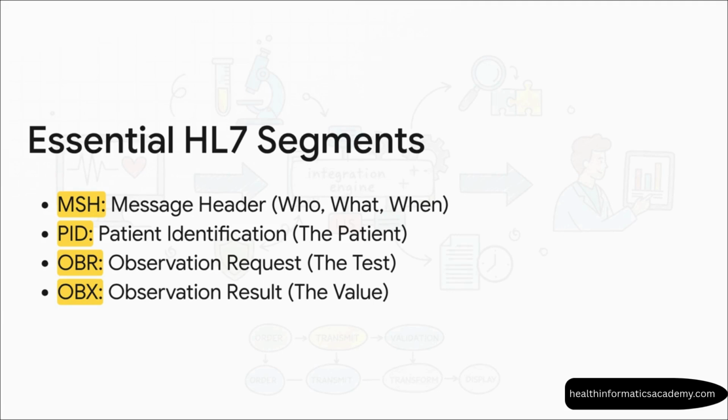You have the MSH, that's the message header, telling us who sent what and when. Then the PID, for patient identification. The OBR describes the test itself. And finally, the OBX contains the actual result. Together, they tell a complete story. This patient had this test, and here's the value.